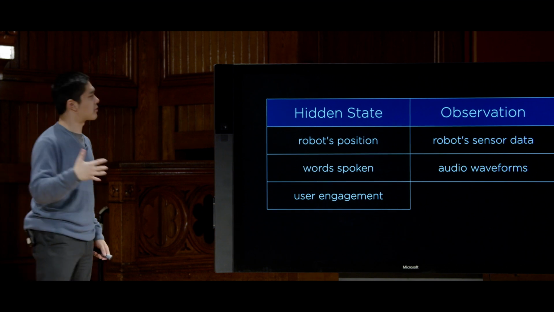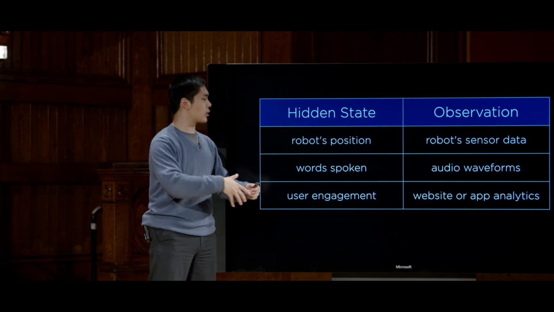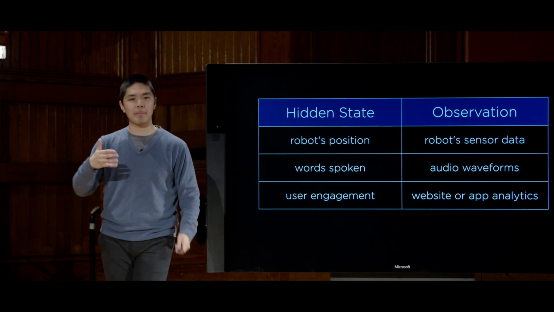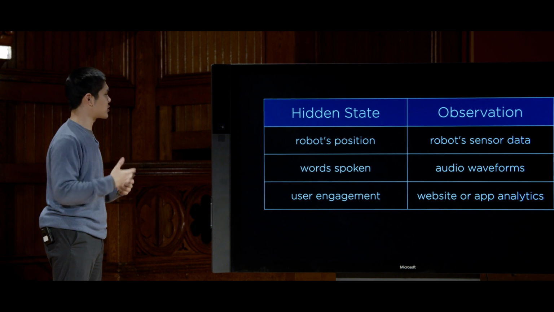Likewise, you might imagine on a website, true user engagement might be information you don't directly have access to, but you can observe data, like website or app analytics, about how often this button was clicked, or how often people are interacting with a page in a particular way.